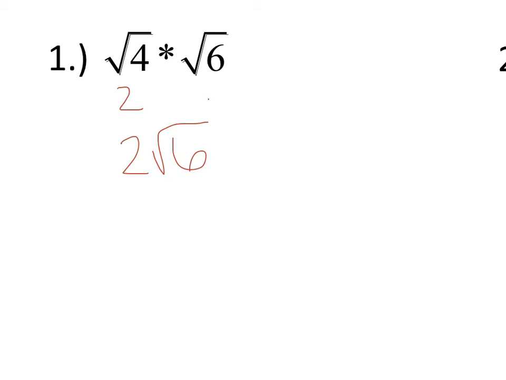Okay, you would get the same thing if you multiplied them, square root of 24, and you broke down 24, you would get 2 on the square root of 6. It wouldn't matter which way you did it.